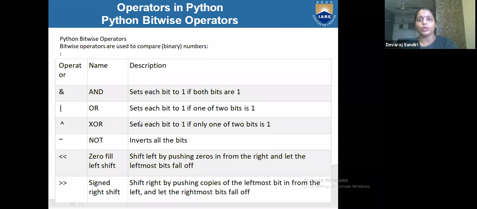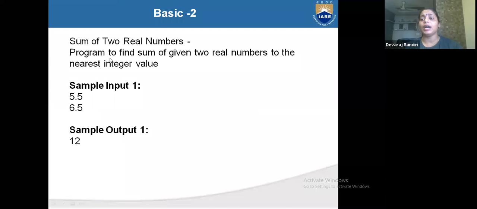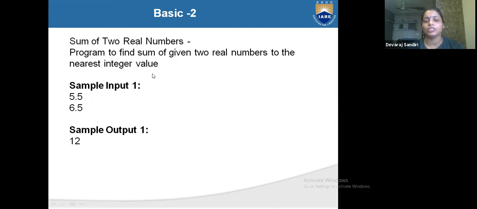Okay, now I will tell you the programs for the build IT programs. Already we did the build IT program sum of two numbers, yes or no? Now this is the second program, sum of two real numbers. What is the question they gave? Program to find the sum of given two real numbers to the nearest integer value.